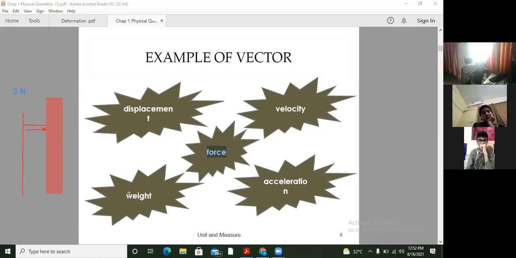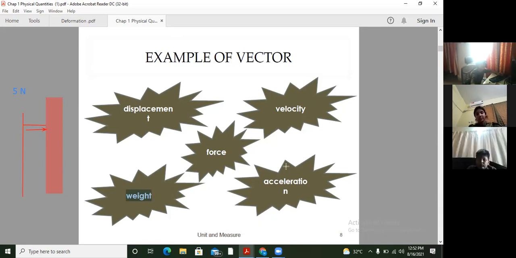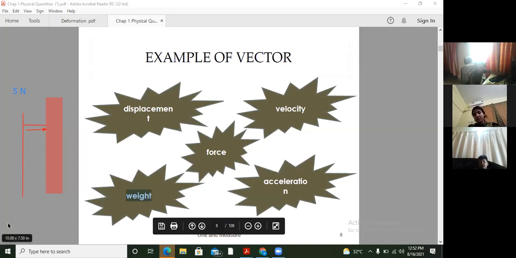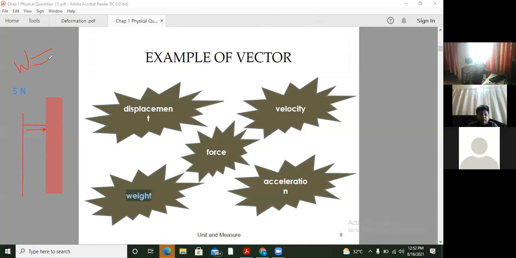Similarly, if I talk about weight, how can we find out that weight is also a vector quantity? Let's suppose we know that weight is equal to force. Weight of a body is equal to force. Because what is the formula of weight? W is equal to mg. Keep this thing in your mind. Weight's formula is mg. M is the mass and g is the gravitational force.